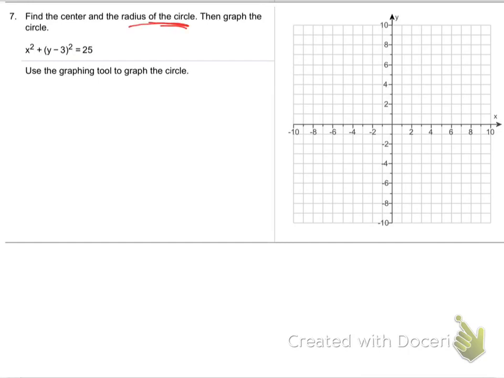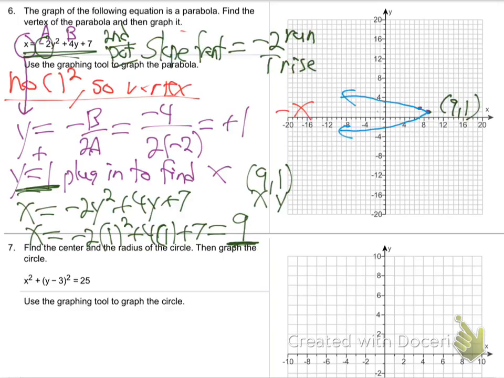This is a circle. So no more parabolas. Well, maybe we'll have one more in a little bit. No more U-shapes. Instead, we're graphing a circle. Now, how do you know this is a circle? Well, it says circle, but it's because both x and y are squared. Both letters are squared.